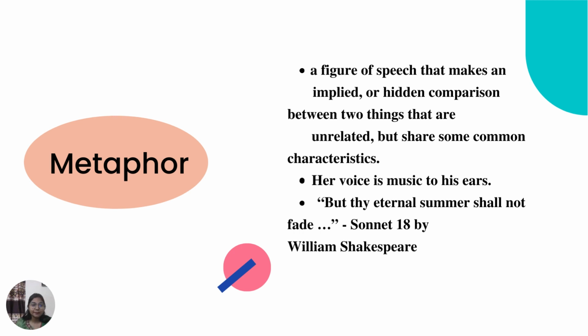And now let's look at an example from the literature. I want to quote one line from Sonnet 18 by William Shakespeare: "But thy eternal summer shall not fade." Here, in this poem, the narrator is mainly talking about his beloved, and he is comparing his beloved with eternal summer, and he's saying that his beloved's beauty shall not fade away. And that's how the poet is comparing his beloved and the summer. And this is an example of metaphor.